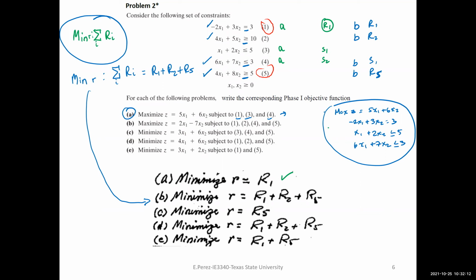Okay, so I got it. What if we use the M method? If you use the M method, then the question is not asking that, but then that will be the original objective function. If it is a maximization, you subtract the artificial variable times the coefficient M. But this is phase 1. Yes.